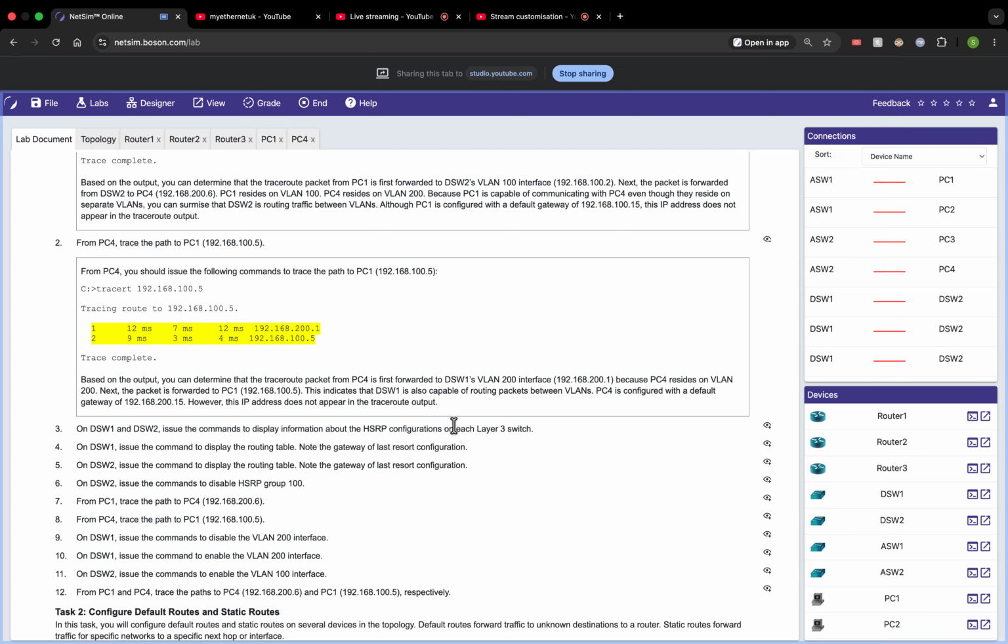So if we do show standby, that is a good command, and that will show you information about if preemption is enabled or not, about the active router, the standby router. You can see the priority. You can see several details here. I'm just checking this official cert guide as well, when it comes to first hop redundancy protocol, Hot Standby Router Protocol.